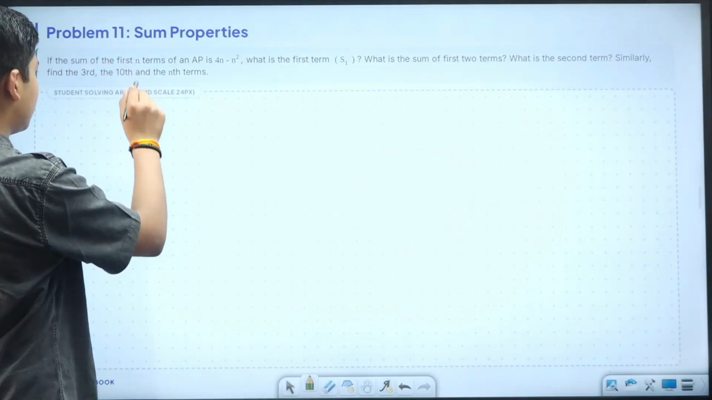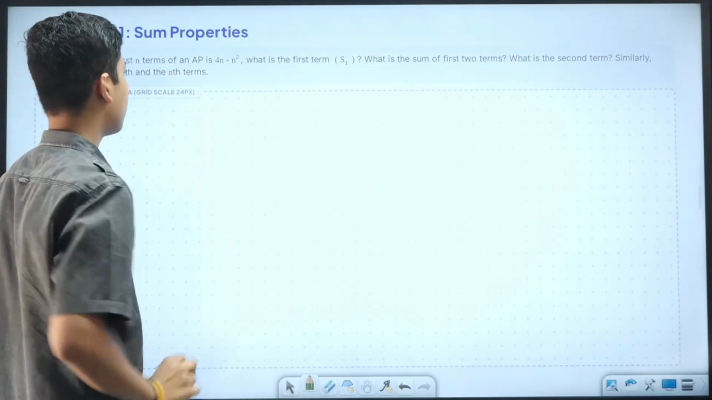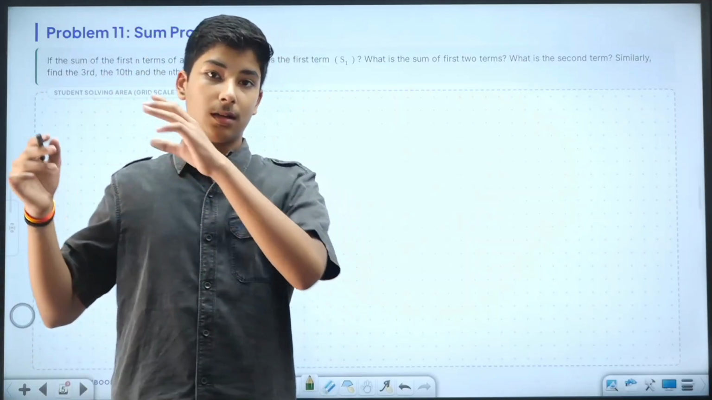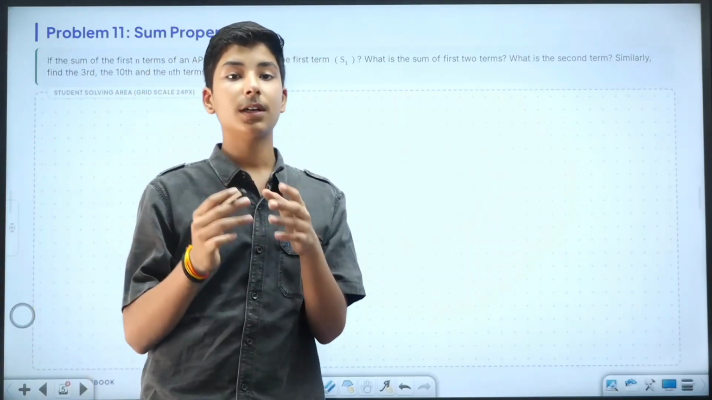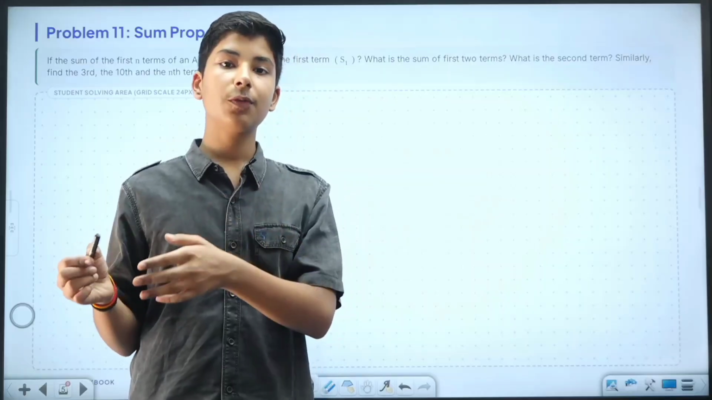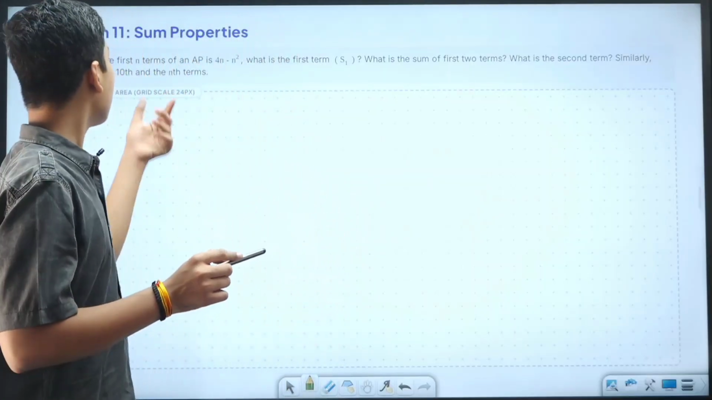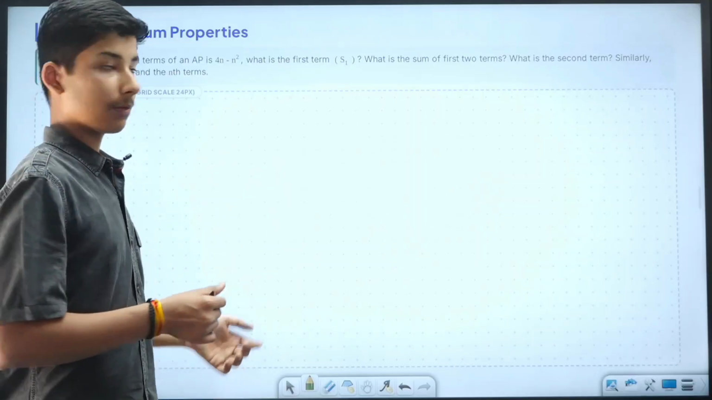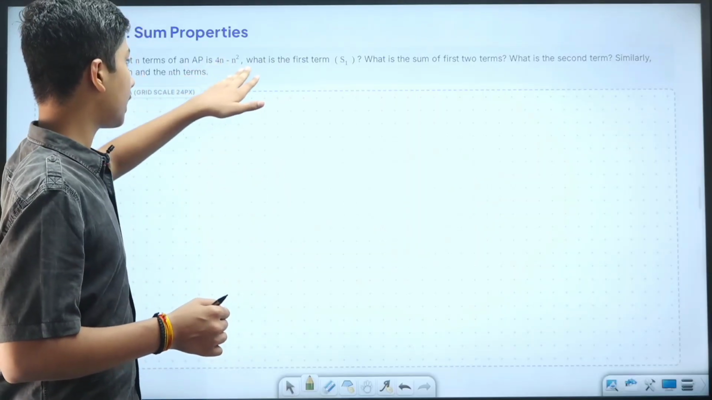Now in this question, it is the sum of the first n terms. In the previous question, it was the first term, second term, third term, and so on, which means we had to find the term. But now it is the sum of terms. Sn is given, and there an was given. So Sn is 4n minus n square.